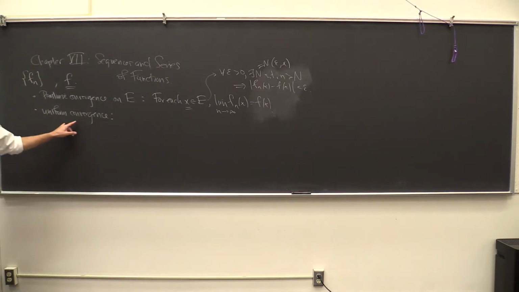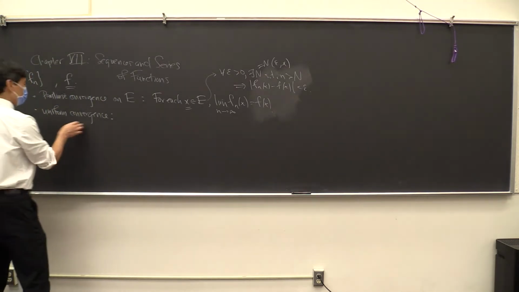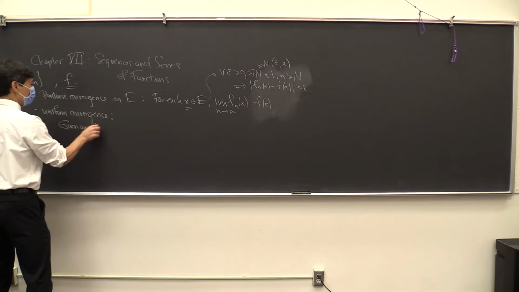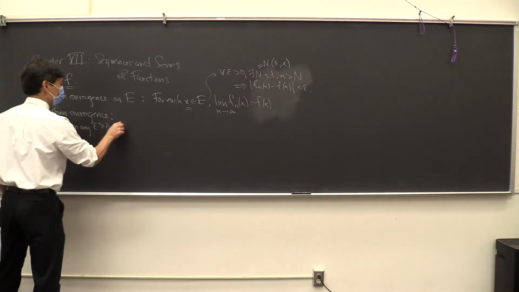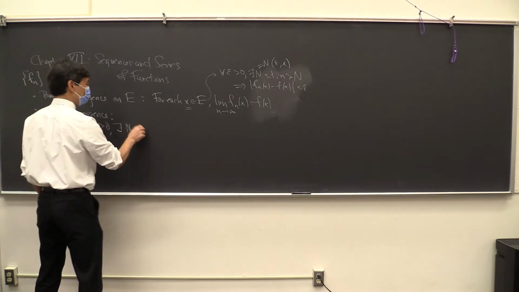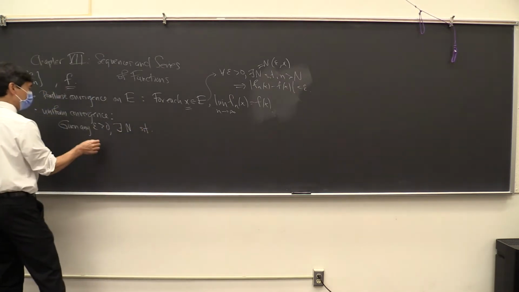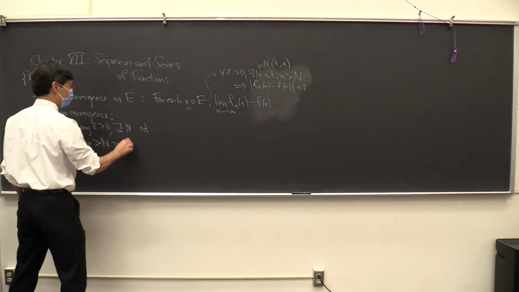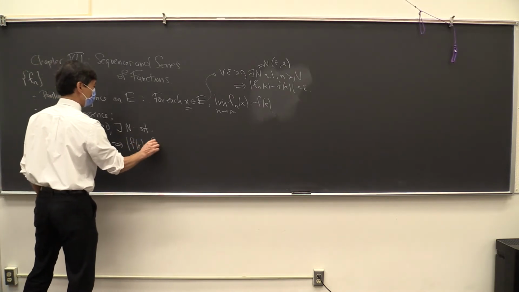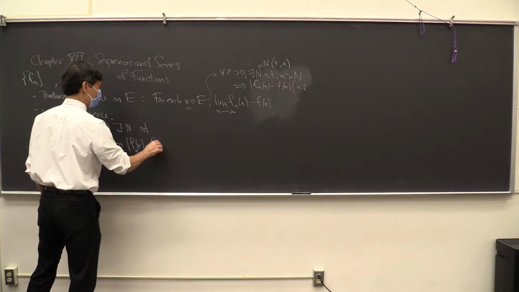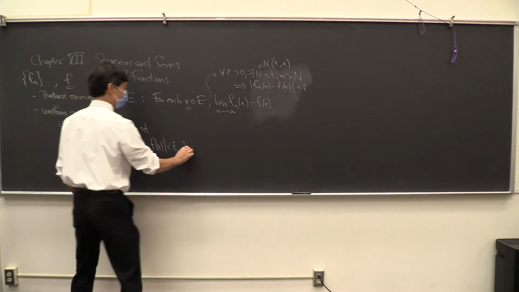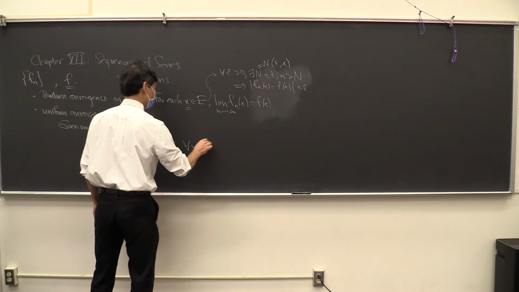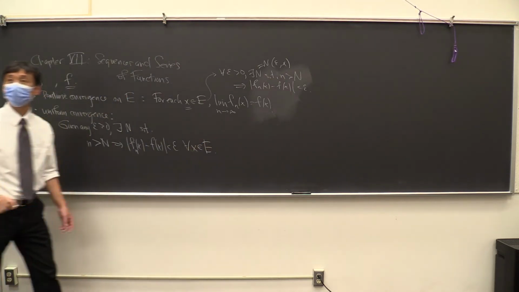And then over here, the convergence was like this. You say, given any epsilon, there exists an N such that n exceeding N implies that |f_n(x) - f(x)| was smaller than epsilon for all x in your domain.